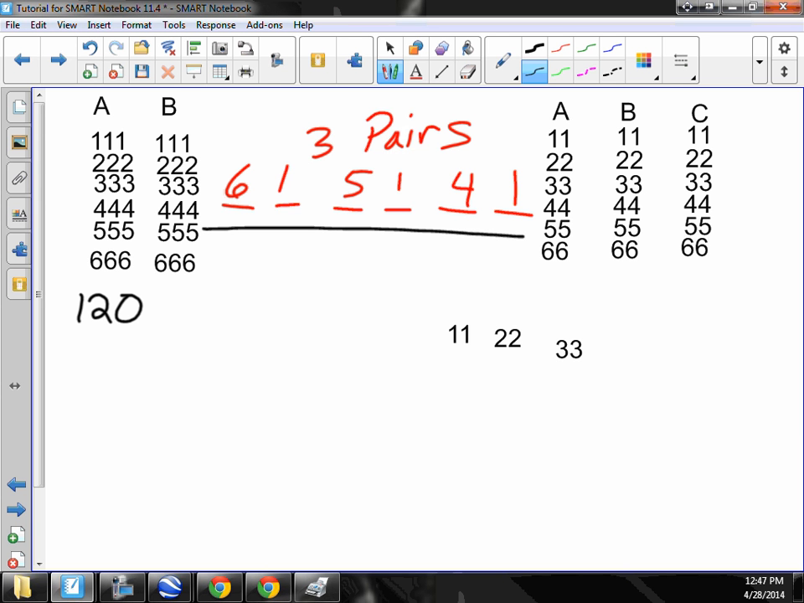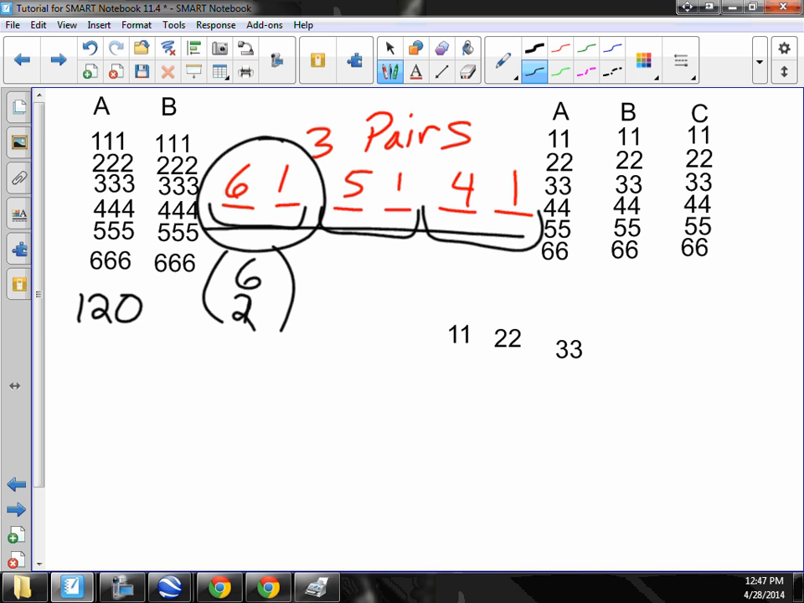Now, we could rearrange the digits. We could do 1, 2, 3, 1, 2, 3, or 1, 1, 3, 2, 1, 3, 2. So how many ways are there to mix those numbers up? Keep the same digits, but you can reorder them. Well, we have 3 groups, right? How many ways are there to place the first group? 6 choose 2.